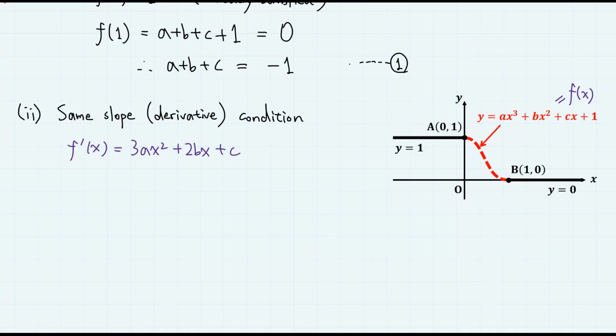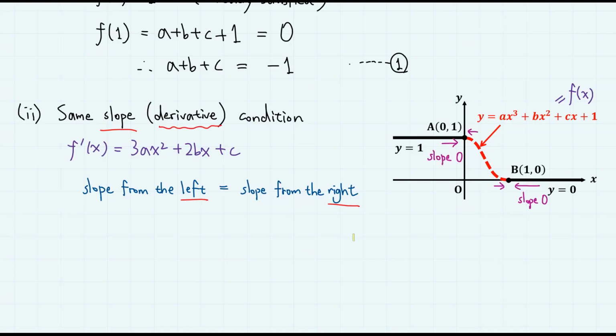Second, we have the same slope condition. That is, for each boundary, slope from the left must be equal to the slope from the right. Mathematically, this means that the value of the derivative must be equal from the left and from the right. In this case, derivatives at both boundaries must be 0.